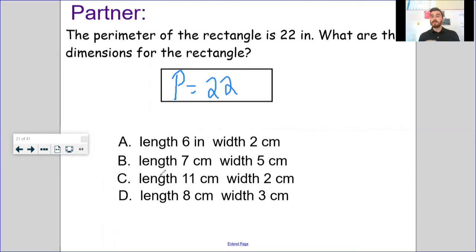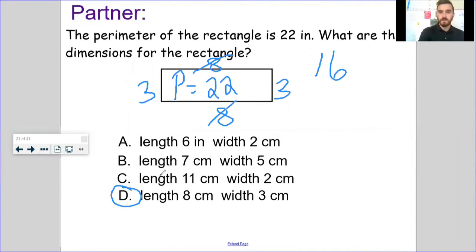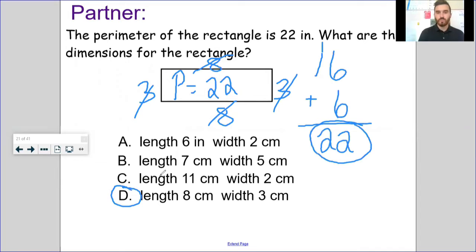All right, so if you did this question correctly, that means you tried A, you tried B, you tried C, you tried D. Even if the answer was A, you kept going. For this one, your answer would have been D. Because if you list your length of 8, your width of 3, and then you list your opposite sides, if you add all the way around on those numbers, you'll get a perimeter of 22. If I did 8 plus 8, that gives me 16. 3 plus 3, that gives me 6. And if I added those two together, that would give me my perimeter of 22 inches.